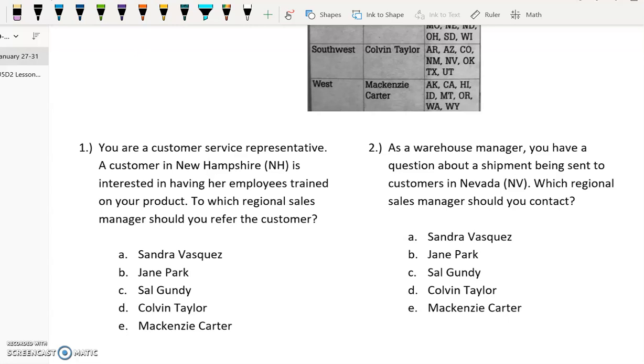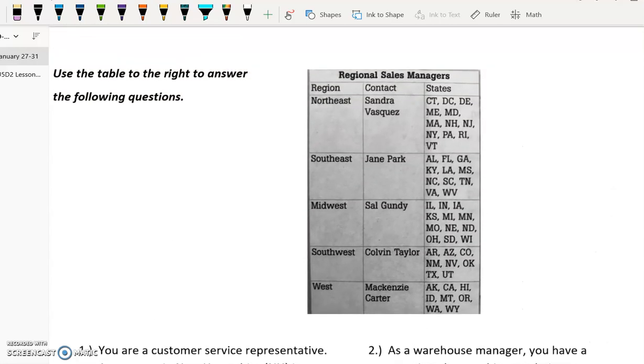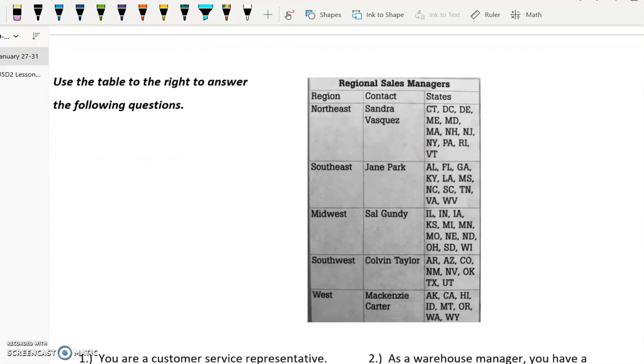A customer in New Hampshire is interested in having her employees trained on your product. To which regional sales manager should you refer? If you come up here, you notice that you have a bunch of different regions across the state, in which case there is one contact person for each region, and they probably manage everything. Then it breaks it down even more and says which states are in that region.